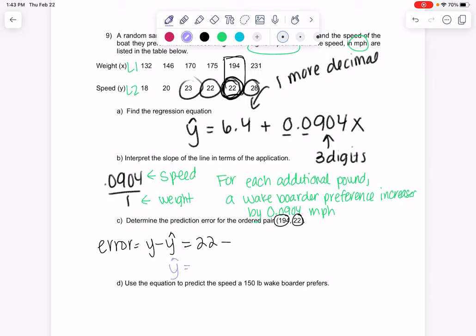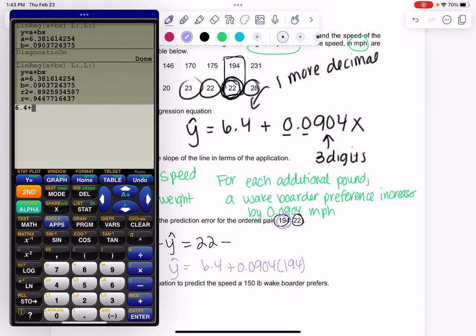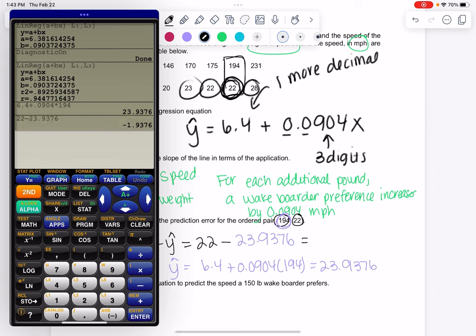So y hat is 6.4 plus 0.0904, and then we plug in the weight, 194, or the x value. Again, type it all in at once, and we get 23.9376. And so we'll do 22 minus this number. Remember, everything's an estimate, so our linear regression line is not perfect. It's just an estimate, so we're always off by a little bit. Statistics is all about being close but not exact. So we're a little off. We're off by negative 1.9376. It just means we're a little under.